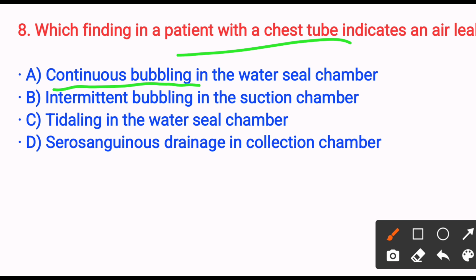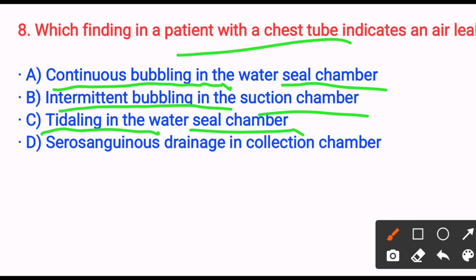Option A, continuous bubbling in the water seal chamber. Option B, intermittent bubbling in the suction chamber. Option C, tidaling in the water seal chamber. Option D, serosanguineous drainage in the collection chamber. The answer will be option A.